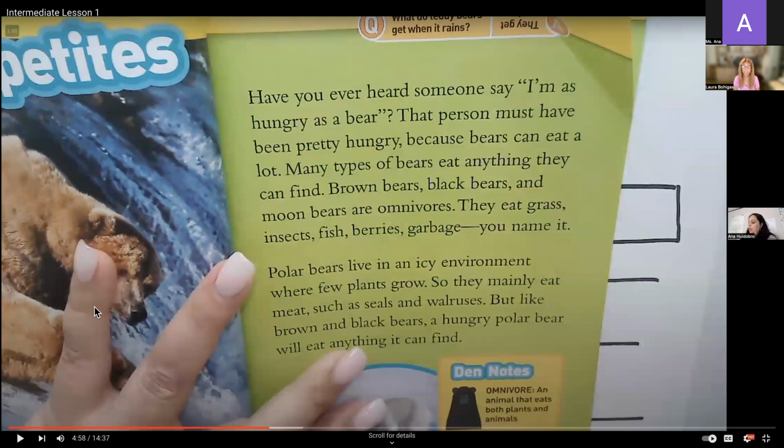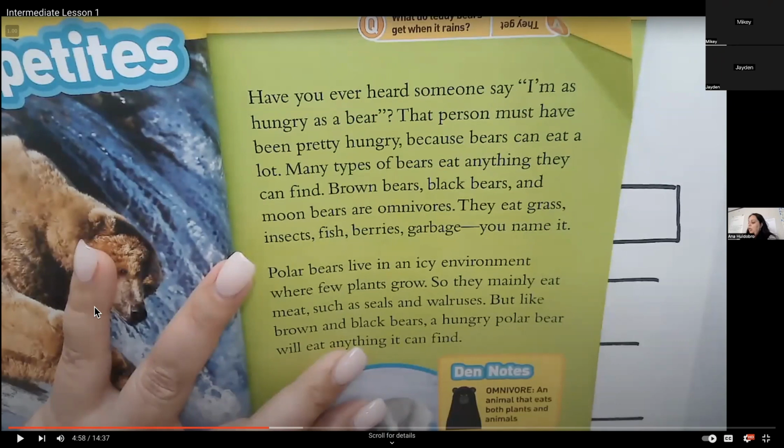Perfect. Can I have a volunteer to read the first paragraph? Mikey, go ahead. Have you ever heard someone say, I'm as hungry as a bear? That person must have been pretty hungry because bears can eat a lot. Many types of bears eat anything they can find. Brown bears, black bears, and moon bears are omnivores. They eat grass, insects, fish, berries, garbage, you name it.